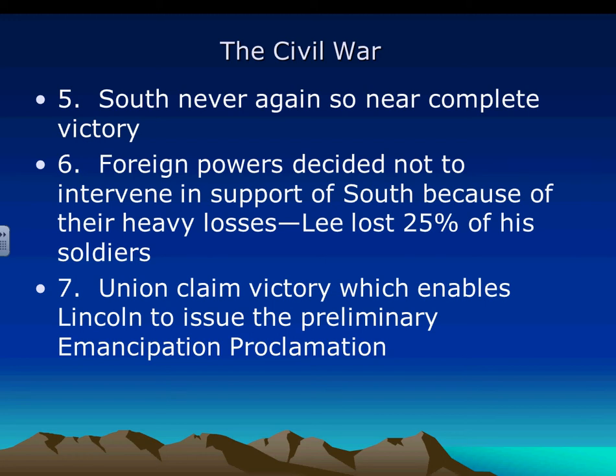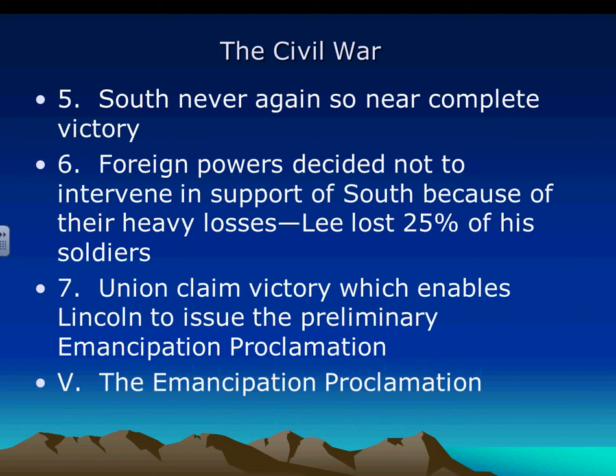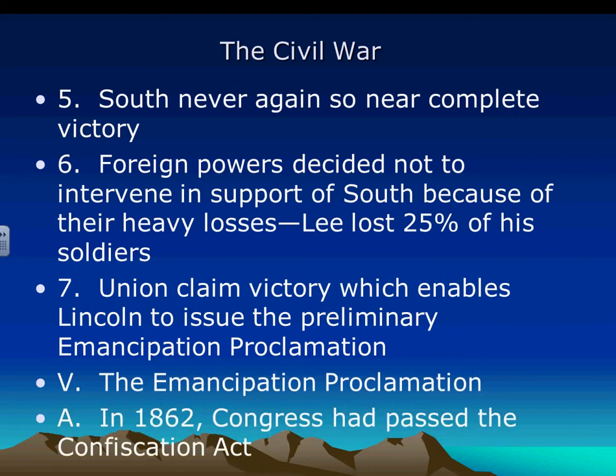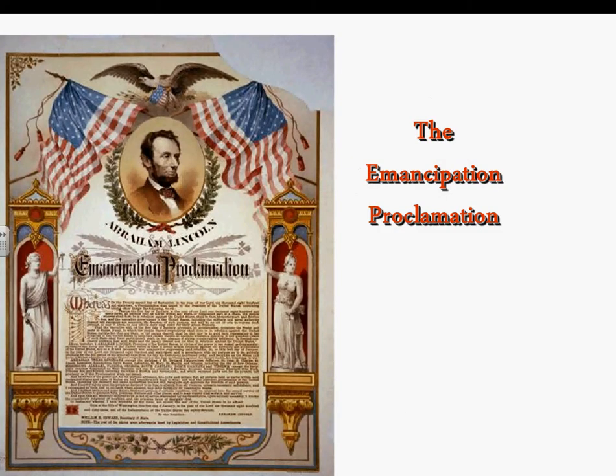Because of the victory, Lincoln will issue the preliminary Emancipation Proclamation, which freed all slaves in the Confederacy. Did it free anybody? No, but it was a symbolic gesture. So in 1862, Congress had passed a Confiscation Act that said that if slaves fell into Union hands, they would be treated as contraband and not returned to their slave masters.